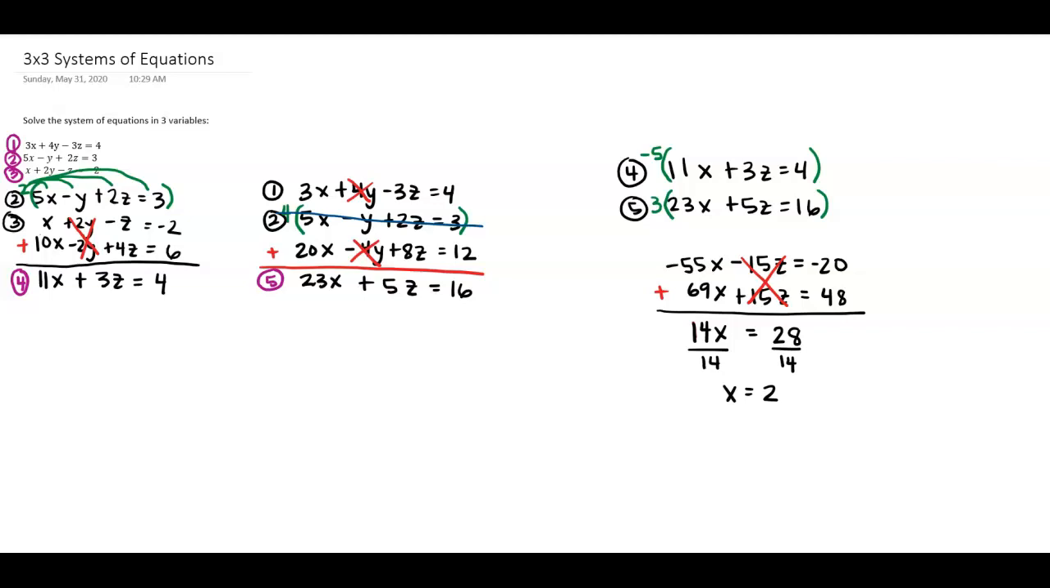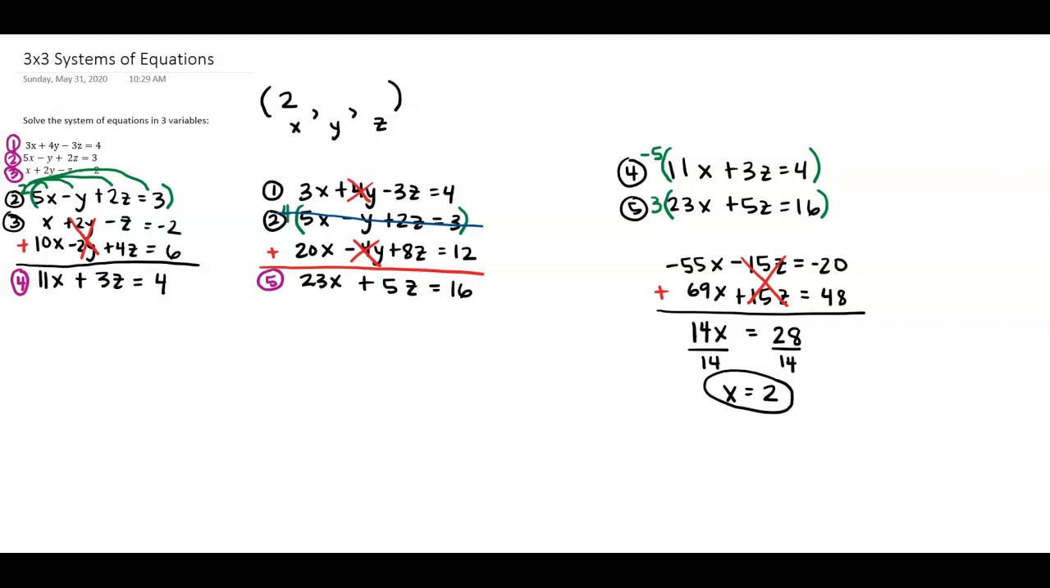So I came up with one of my solutions, but remember, I've got to write my answer as an ordered triple. And remember that it just goes in alphabetical order. So my x goes first, then my y, and then my z. So I just found my x, right? So I found part of my answer. That's my x coordinate there. All right, now I still need to go find y and z.